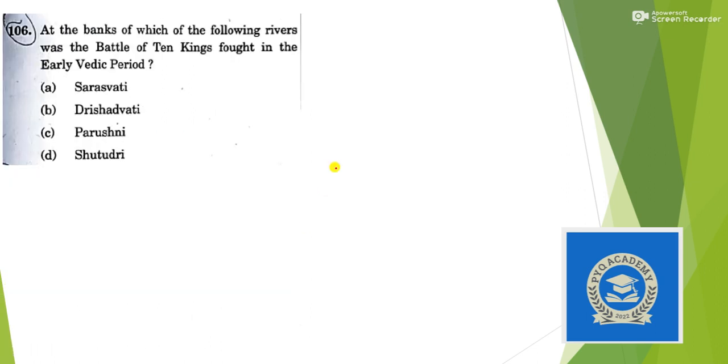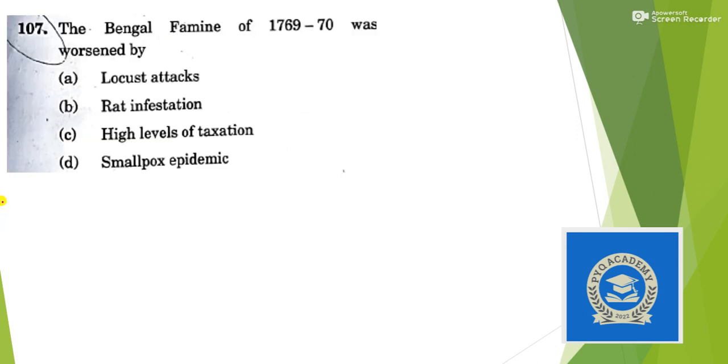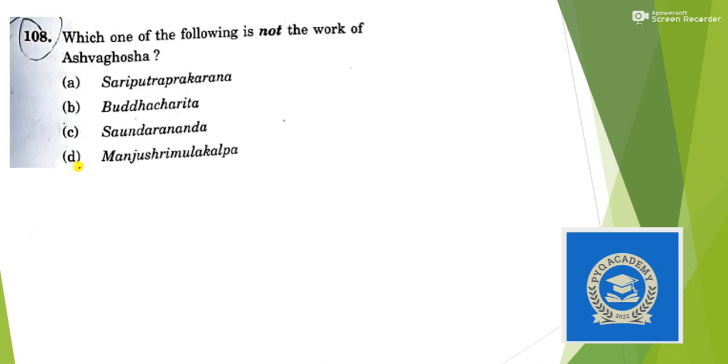Next, the banks of which of the following rivers? Very popular question. So the answer will be Battle of Ten Kings. It is Parushni. Next, Bengal famine of 1769 to 70. So the answer should be option D, smallpox epidemic. Which of the following is not the work of Ashwaghosh? So Buddhacharita is the work of Ashwaghosh. So it should be option D, Manjushri Mulakalpa.